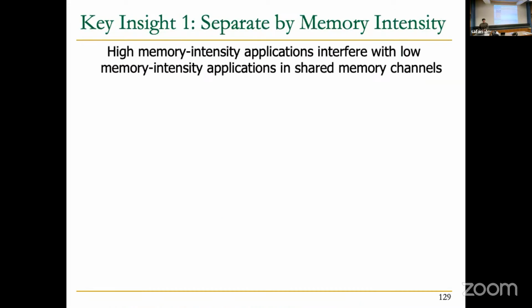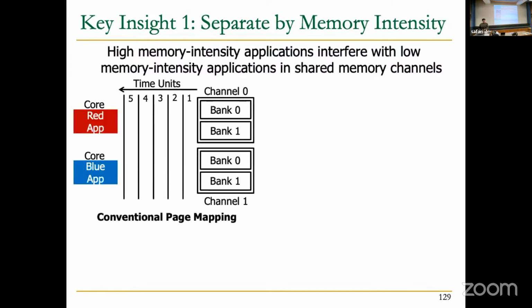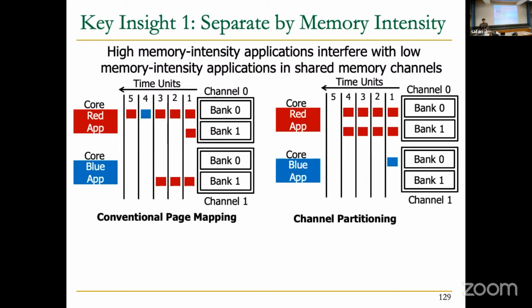First, we have two key insights. The first one is that high memory intensity applications interfere with low memory intensity applications in shared memory channels. This is probably clear to you already from the previous papers. So this is an execution timeline again. Red app and blue app are accessing their data that is not partitioned yet across channels, so their data exists in both channels. But the red app is very memory intensive and the blue app is not memory intensive. And if you do this ordering of requests, you can see that the blue app's request is delayed a lot. It's serviced at time unit 4.